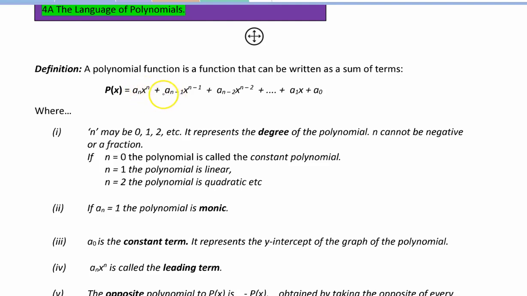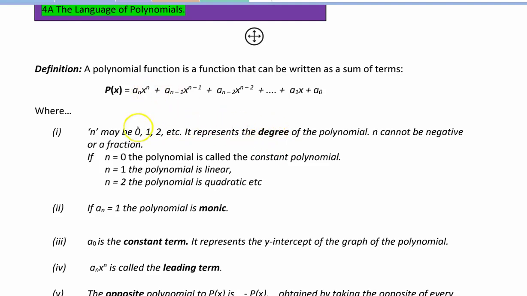So if we've got, say, a cubic, we've got the coefficient of our x cubed. We've got our second coefficient, and it's of our x squared term. We've got our coefficient of our x term, and then we'd jump straight to here. We've got just a constant. n, then, represents the degree. So it's important to know that.